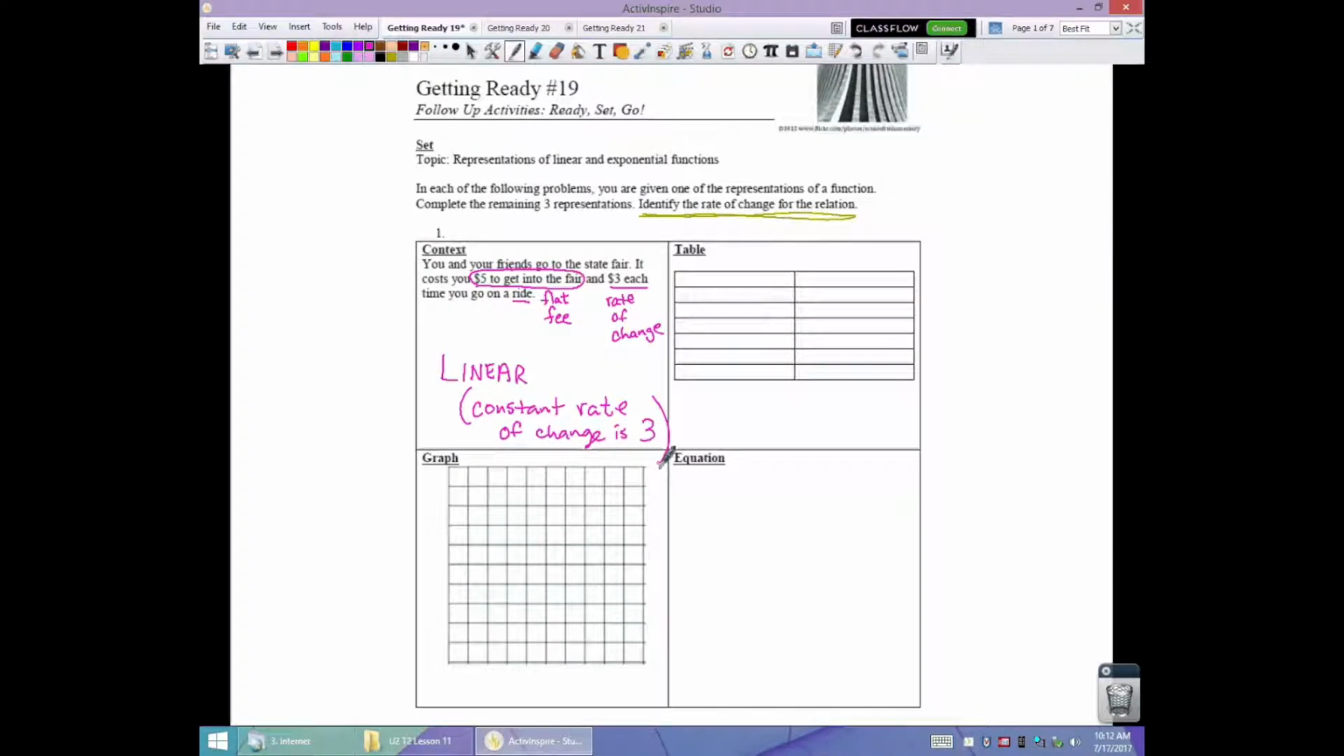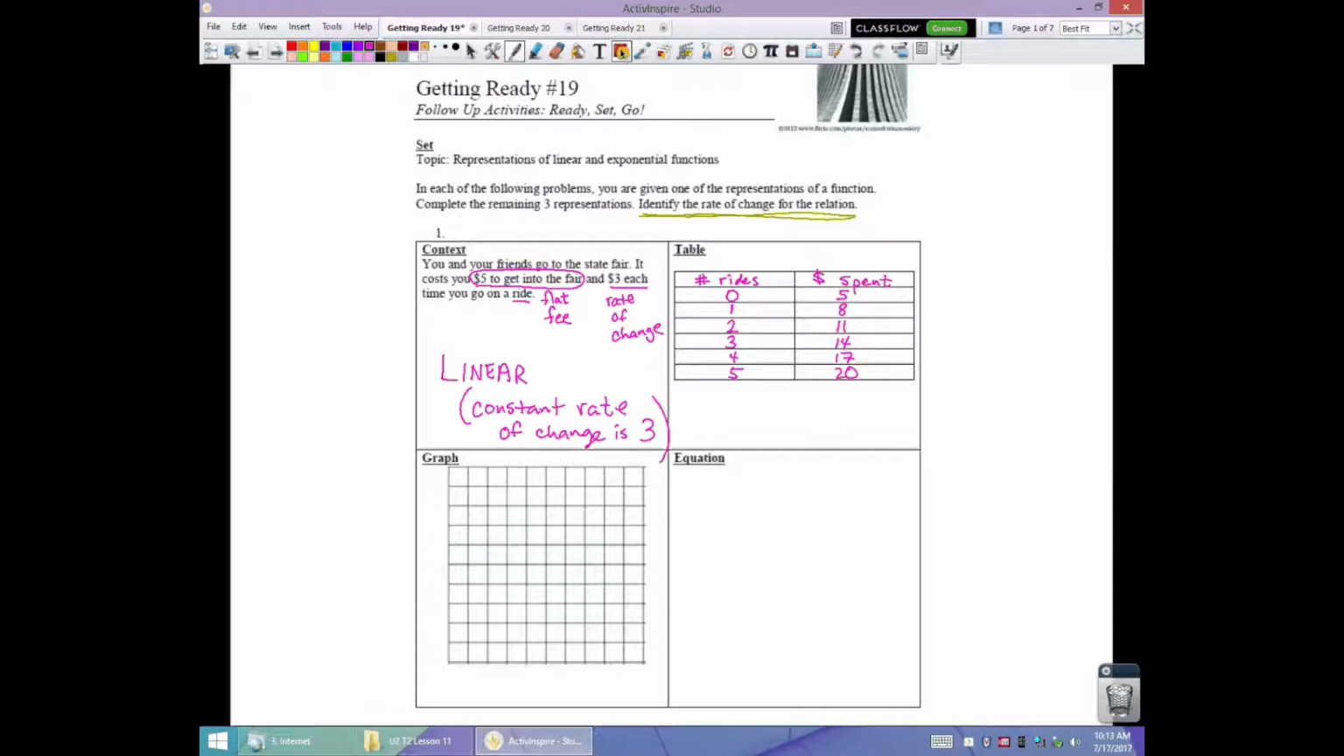All right, so in a table, the independent variable would be the number of rides, and the dependent variable would be the money spent. Okay. So as soon as I pay to get into the fair, I've gone on no rides yet, but I've already spent $5. Then I do my first ride, it's $3, so now I'm up to 8. 2 rides, I've spent 11. 3, spend 14. 4 rides and 5 rides, add 3 more dollars for each one, so 17 and 20. Okay.